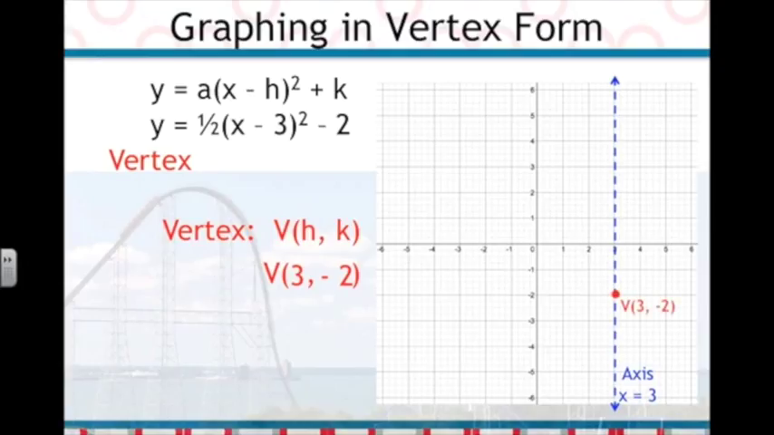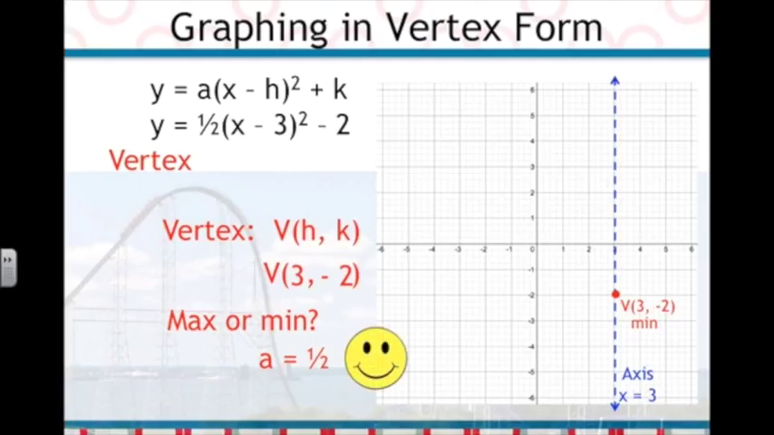The only question now is whether the vertex is a max point or a min point. For this, we'll look at the value of a, the number in front of the parentheses. Since a is positive, the parabola will open up, so the vertex is a min point. This is an easy thing to remember, because if you're feeling positive, you smile. And that's what a parabola with a positive a looks like, a smile.